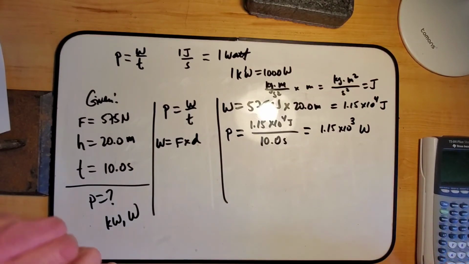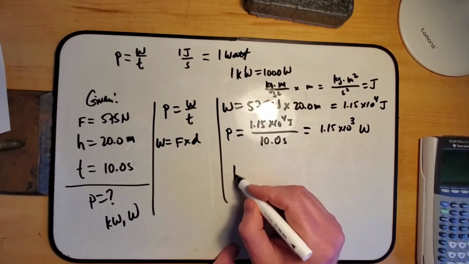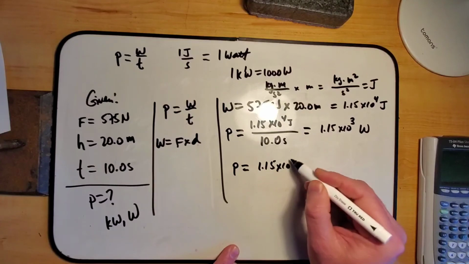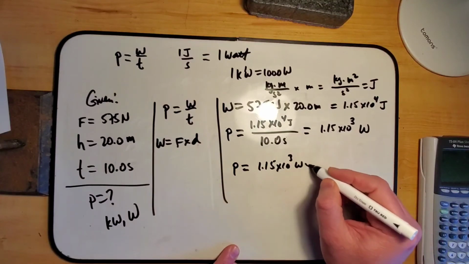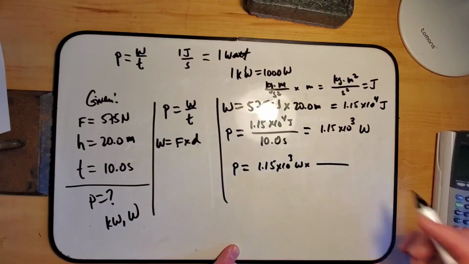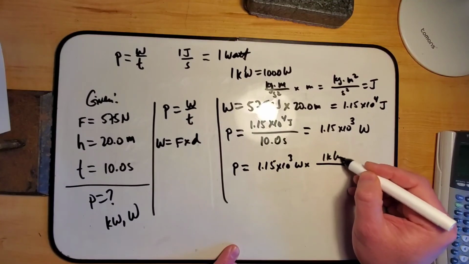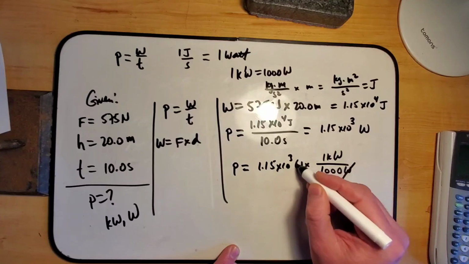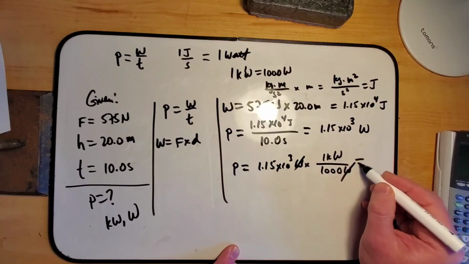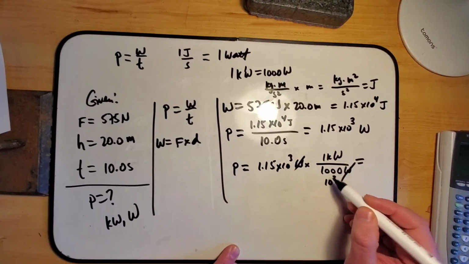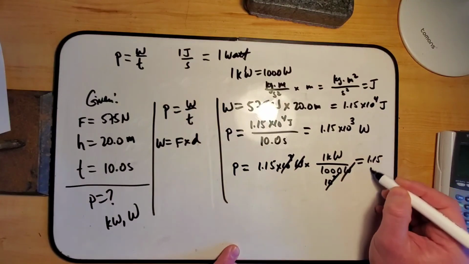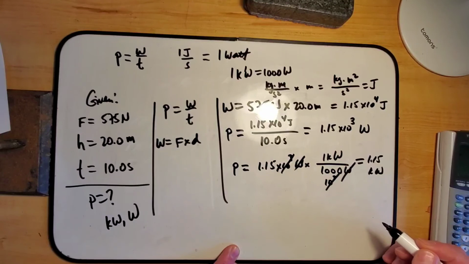Now, what is the answer in kilowatts? Again, power is equal to what's given here, 1.15 times 10 to the third power watts, times the conversion factor: 1 kilowatt is equivalent to 1,000 watts. The watts cancel, and this is 10 to the positive 3 and this is 10 to the positive 3, so they both cancel. And the final answer will be just 1.15 kilowatts.